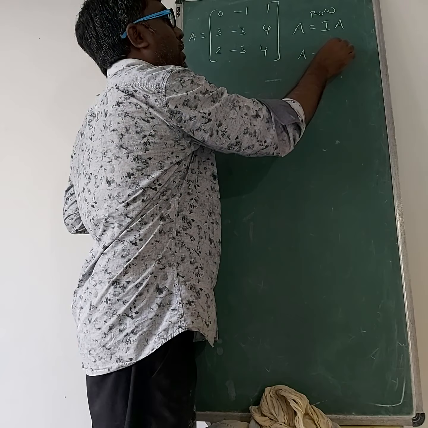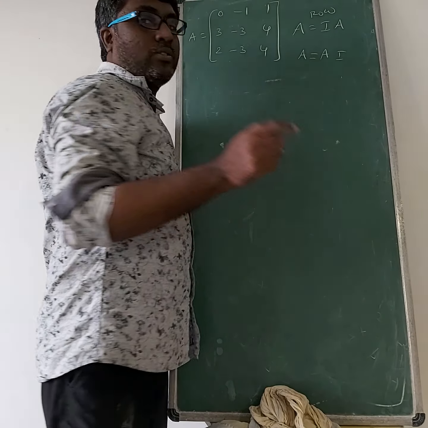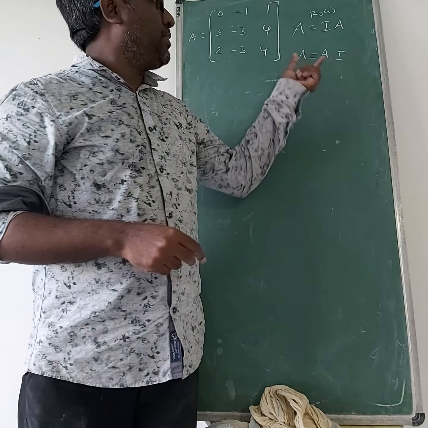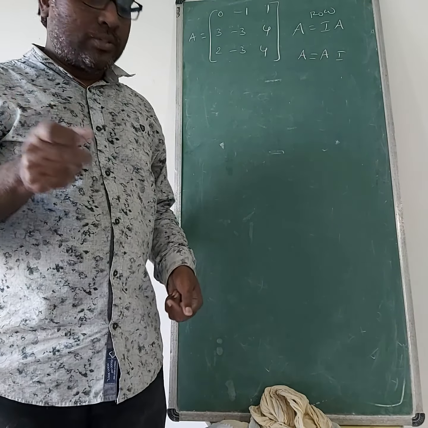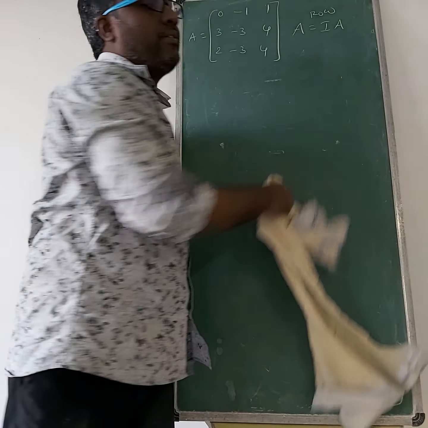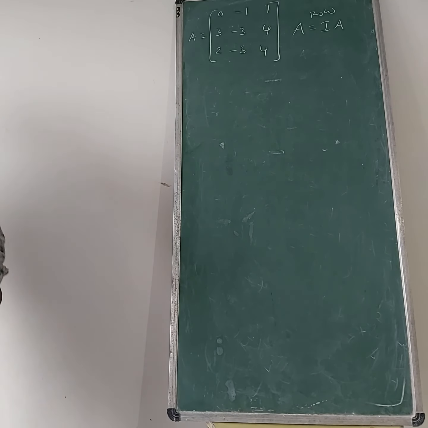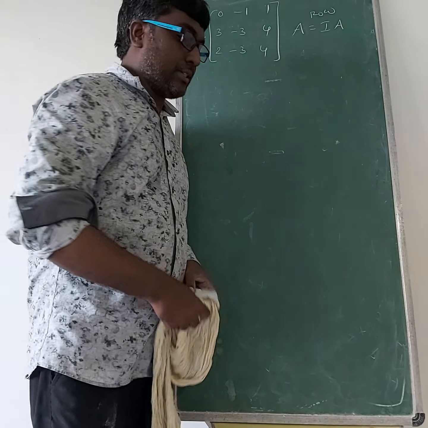Hello students, in this video we will find the inverse of a given matrix by elementary transformations. Elementary transformations means you know that by elementary row operations we use A is equal to IA, and if you are interested in columns, A is equal to AI, by using column operations. So in this problem I will use elementary row operations.